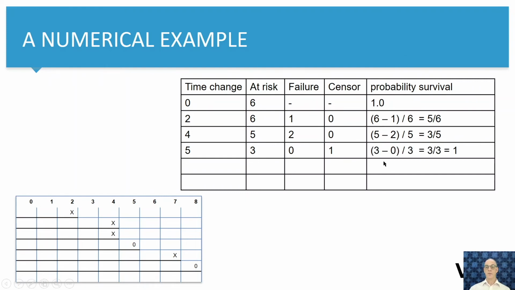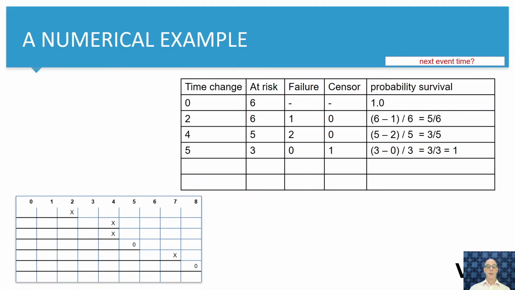Well, I started with 3. Nobody developed the event, so all of these 3 survived. Survived meaning not having the outcome. Divided by 3 is 1. So everybody survived that period without an event.